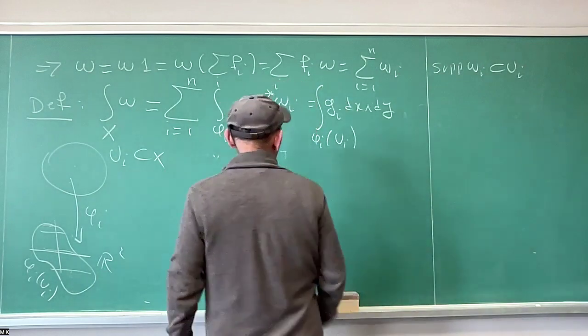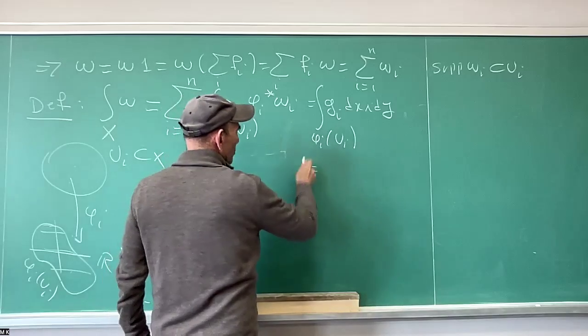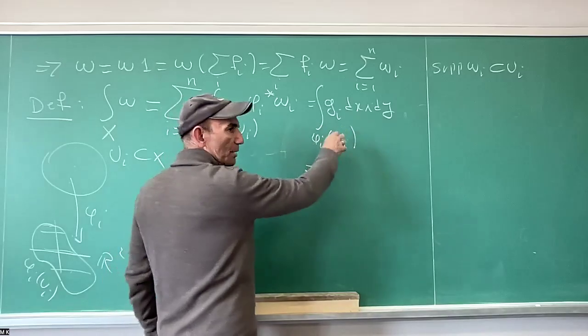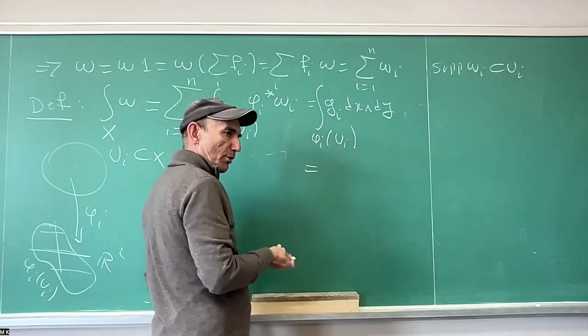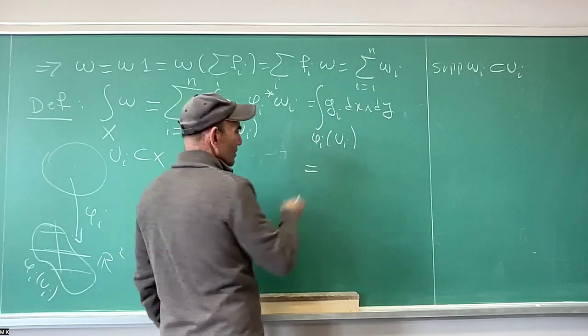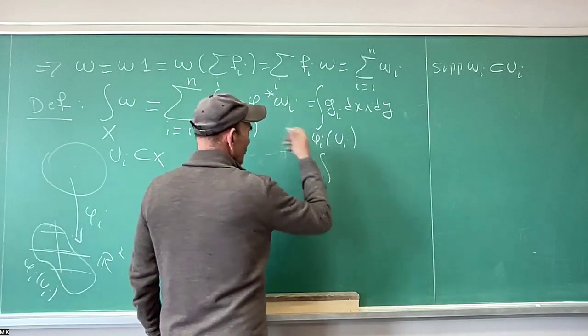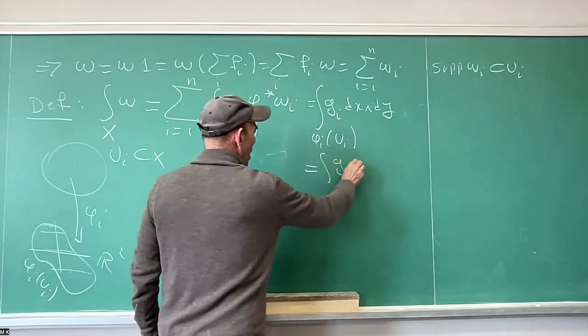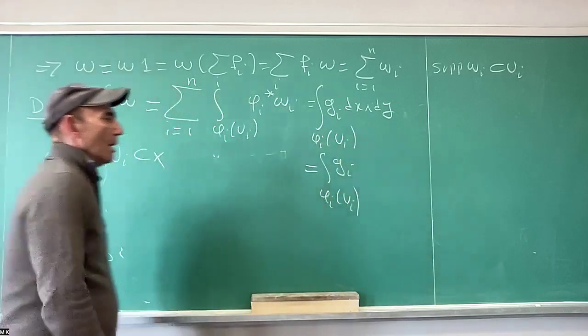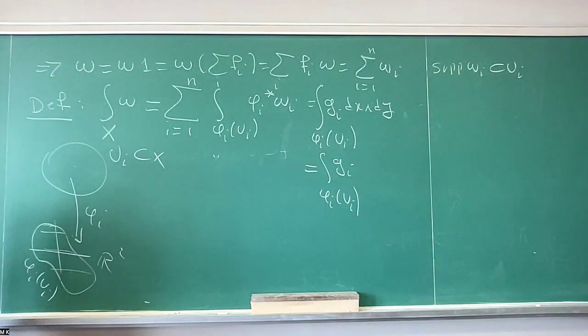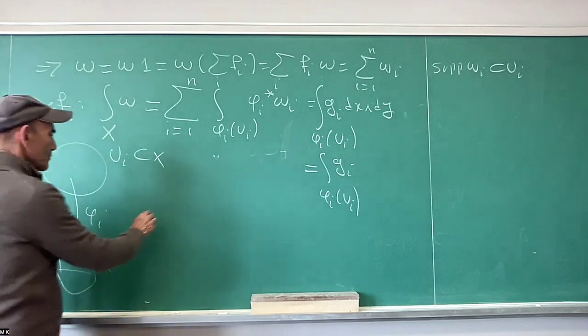In calculus or elementary analysis, you don't care about this dx dy. You just say you're integrating functions. That's wrong, of course. We cannot integrate functions. We have to integrate forms. That's functorially wrong. So you just say gi over phi i of ui. Okay. Now there are two things. Once we have to make sure that this is well defined.